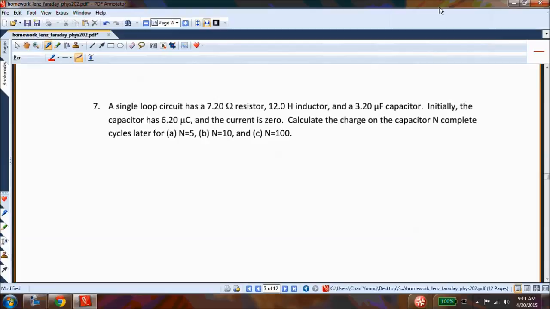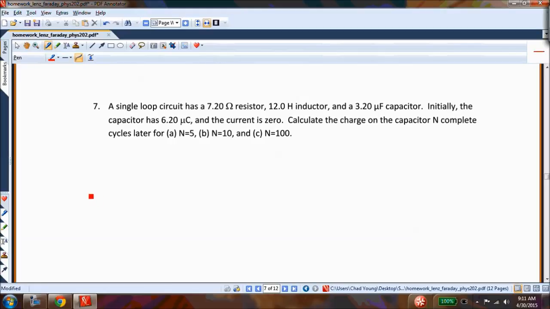Okay, continuing on with number 7, I have a single loop circuit that has a 7.2 ohm resistor, a 12 Henry inductor, and a 3.2 microfarad capacitor. Initially, the capacitor is charged with 6.2 microcoulombs and the current is 0. Calculate the charge on the capacitor after complete cycles later for n equal 5, 10, and 100.